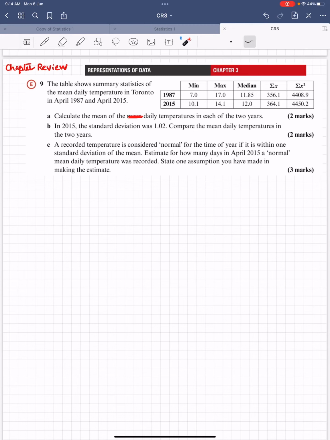Chapter Review 3, question number 9. The table shows summary statistics of the mean daily temperature in Toronto in April 1987 and April 2015. A. Calculate the mean of the daily temperatures in each of the 2 years.